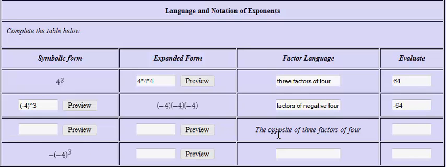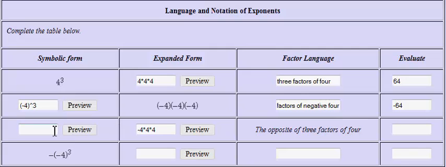In the third problem, they give me the factor language. We have the opposite of 3 factors of 4. So breaking this into 2 pieces, let me write down what the expanded form would be. Suppose the problem was just that you had 3 factors of 4. If you had 3 factors of 4, you could say the answer is 4 times 4 times 4, and that would be 3 factors of 4. But what they want in this problem is the opposite of that. The opposite of 3 factors of 4 would be simply put a negative symbol in front.